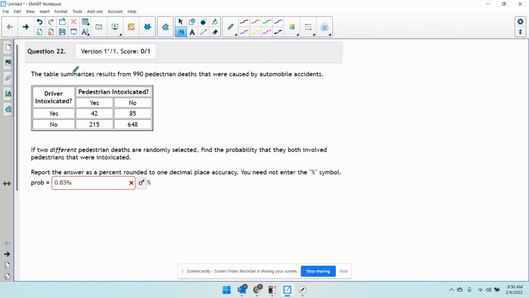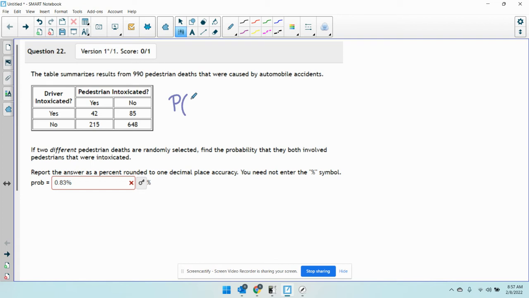Alright, so this table summarizes results from 990 pedestrian deaths that were caused by automobile accidents. We have them broken down by whether or not the driver was intoxicated and the pedestrian was intoxicated. If two different pedestrian deaths were randomly selected, find the probability that both involved pedestrians that were intoxicated.